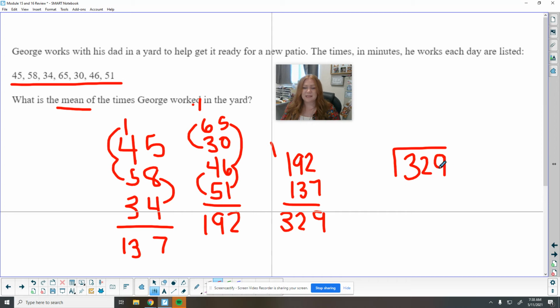So if he took those and kind of spread them out equally, and he would have helped his dad the same amount each day. So he helped his dad 1, 2, 3, 4, 5, 6, 7 days. So go ahead and do 329 divided by 7, and that will give you the average amount of time he helped his dad work in the yard.